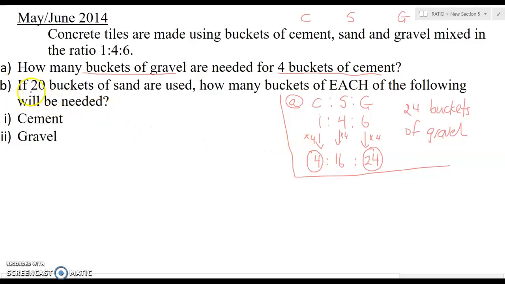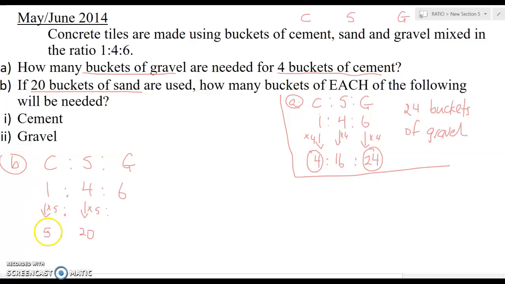If 20 buckets of sand are used, how many buckets of each of the following are needed? So a similar method you could use again here, right? So for part B, again, my ratio is cement to sand to gravel. My ratio is 1 to 4 to 6, right? Now we have 20 buckets of sand. So to get from 4 buckets of sand to 20, 4 times what gives me 20? 4 times 5. That means for every part of the ratio, I will need to multiply that by 5.